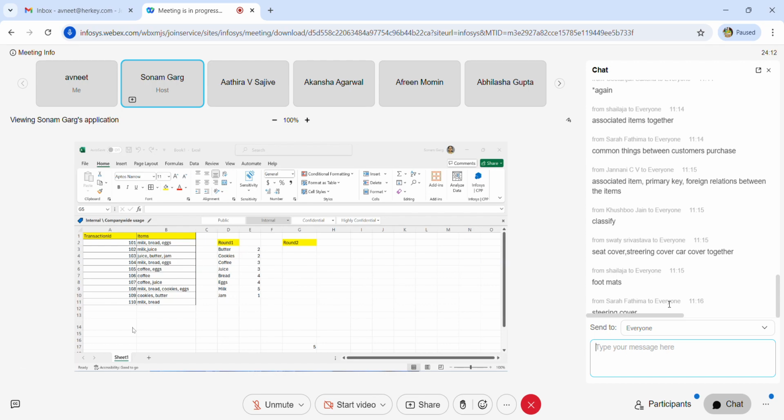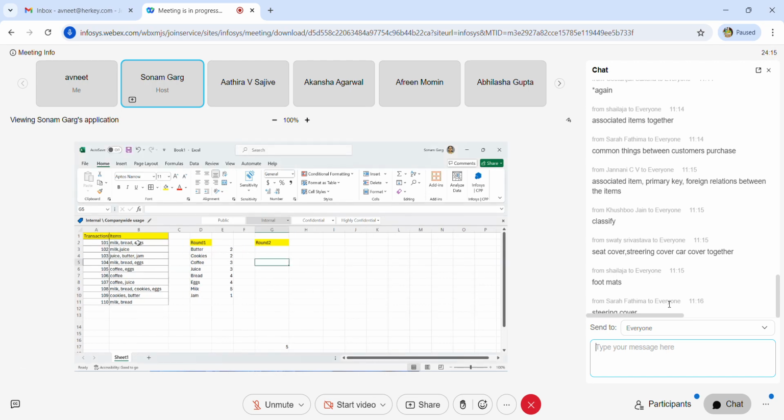So let's suppose these are the transactions and these were the items which were purchased together. Now, what do you do in round 1 of the apriori algorithm? It will pick up all the unique items. This is the list of all the unique items here in my list: milk, bread, eggs, butter, coffee, cookies, and all that.